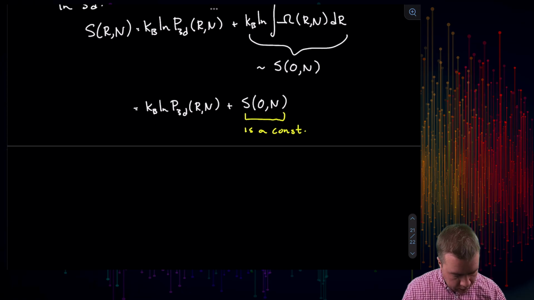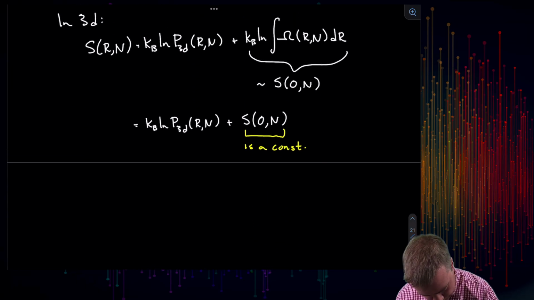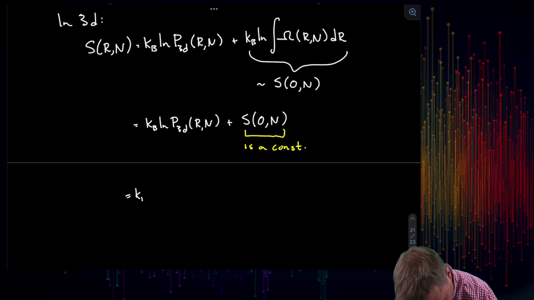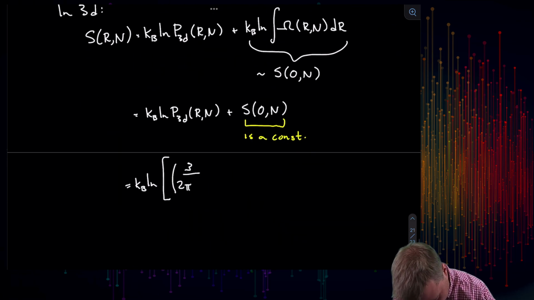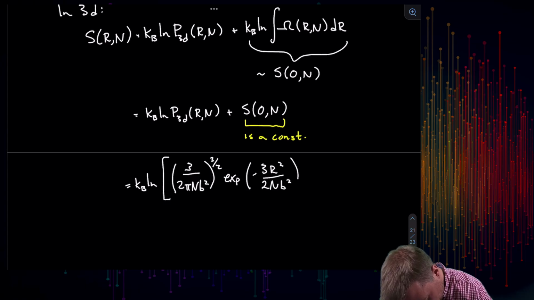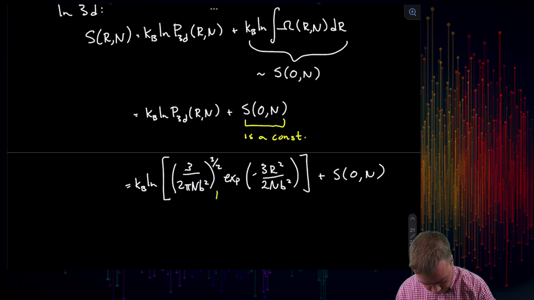Okay. So let's put in our probability distribution. We're going to get, this is equal to Kb times the logarithm of 3 over 2 pi nb squared to the 3/2, exponential of minus 3r squared over 2nb squared, plus S of 0 and n. And again, we've got this logarithm. We have a product of 2 terms. We've got that term.